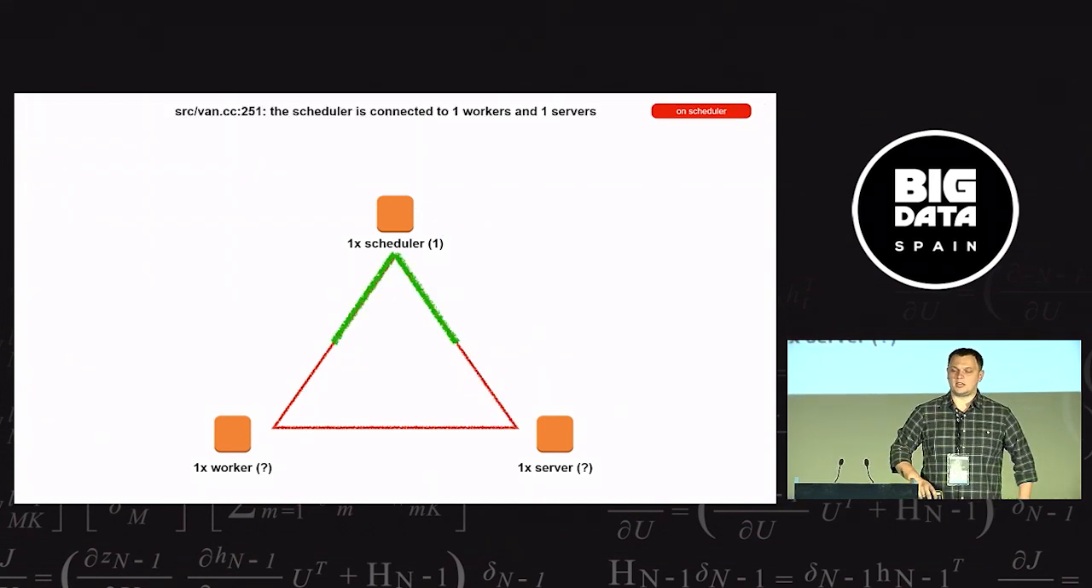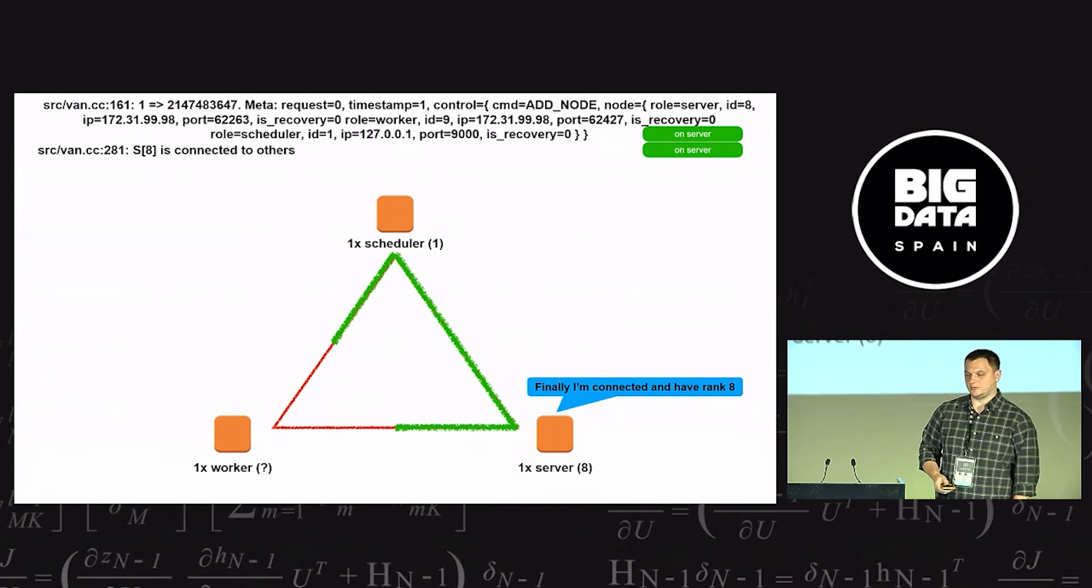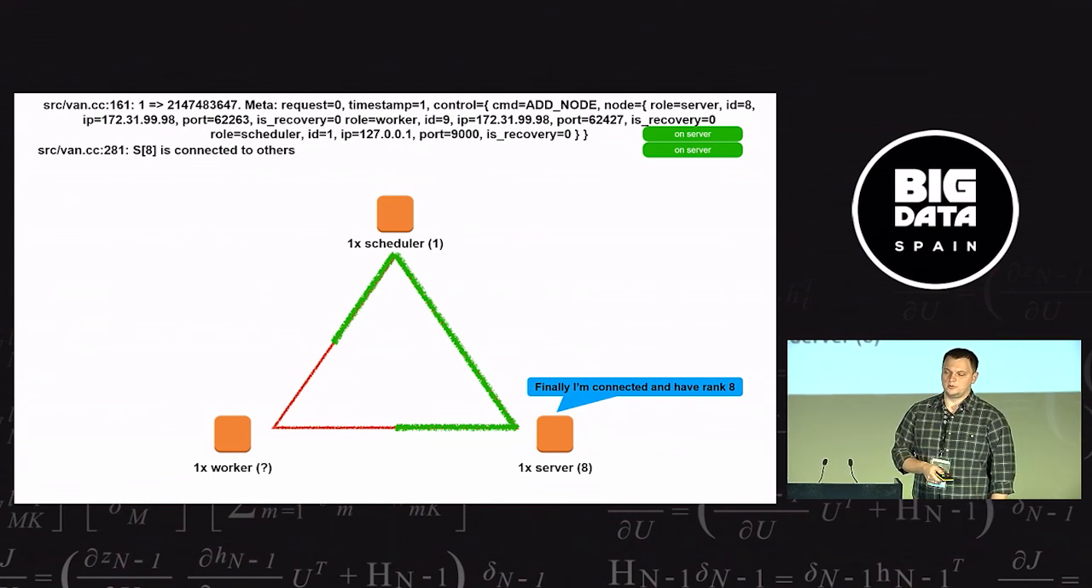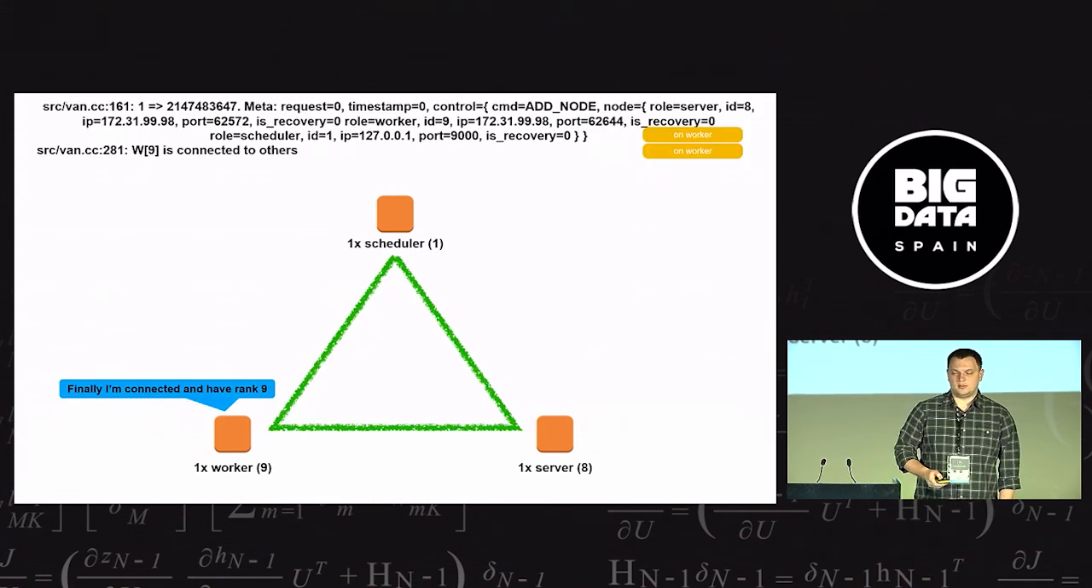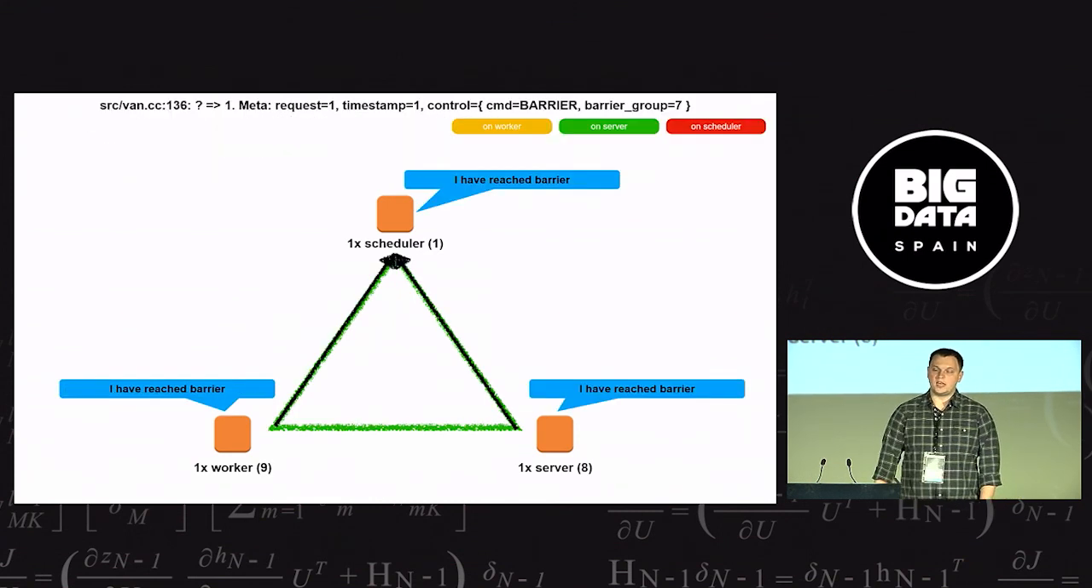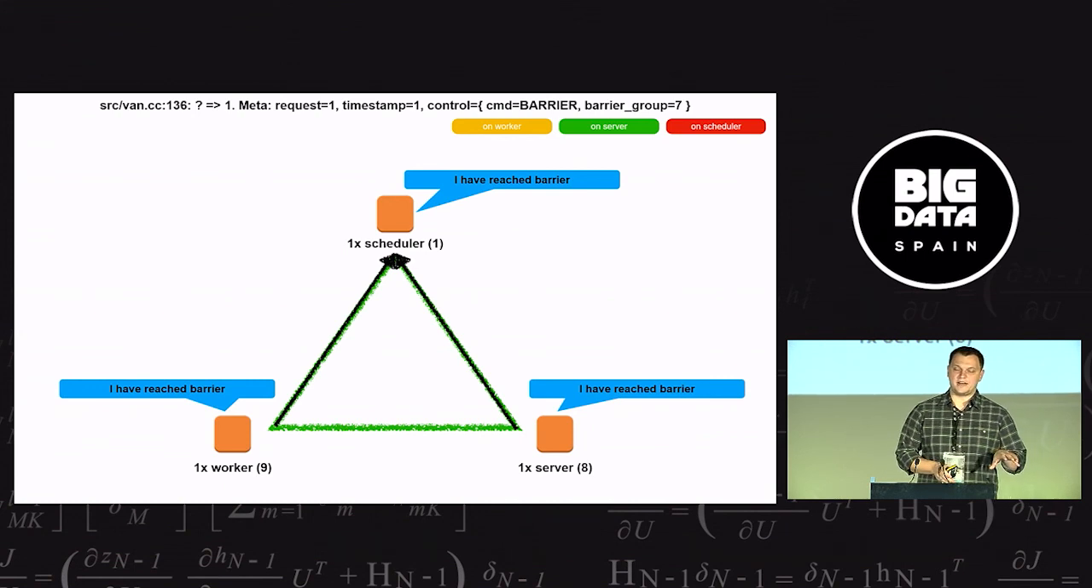At this particular moment, the scheduler is happy. He announces, I'm connected to one worker, one server. From this moment, we have satisfied the scheduler. Now the same goes for the server. The server acknowledges, now I'm connected to both, to one scheduler, one worker. And the last one is the worker. From this very moment, we have reached the state when the cluster is ready to start training. At this moment, the cluster has reached the so-called barrier.